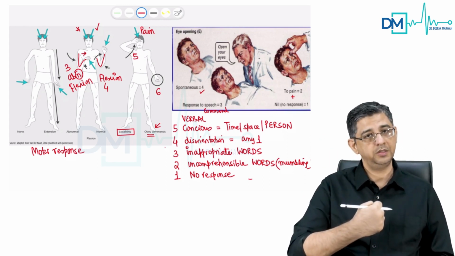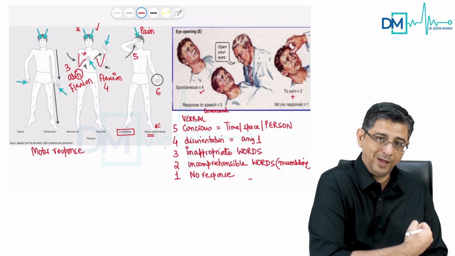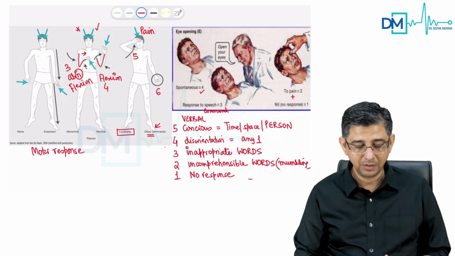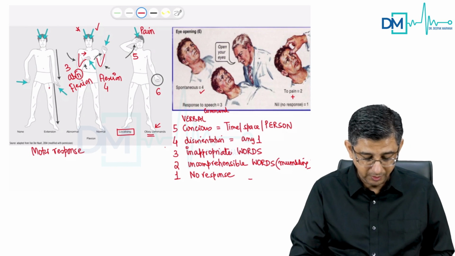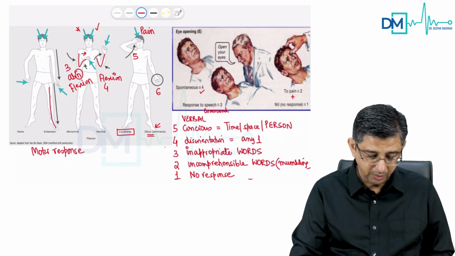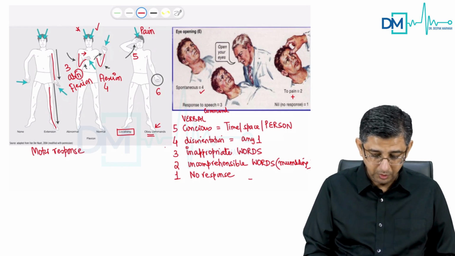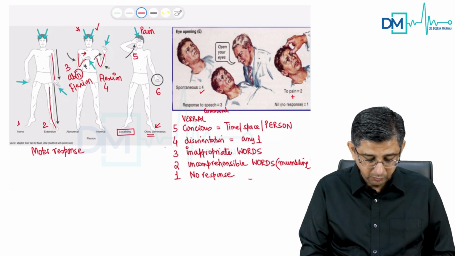If he just does like this, that would be 4. And if he's going to be moving his arm inward, that is abnormal flexion, that would be 3 marks in a patient. On the other hand, if a patient is having an extension response, the leg is obviously extended, but now on pain stimulus, the arm is also extended. That extension would be 2 marks for the patient. And obviously, if there's no movement, that would be 1 mark for the patient.